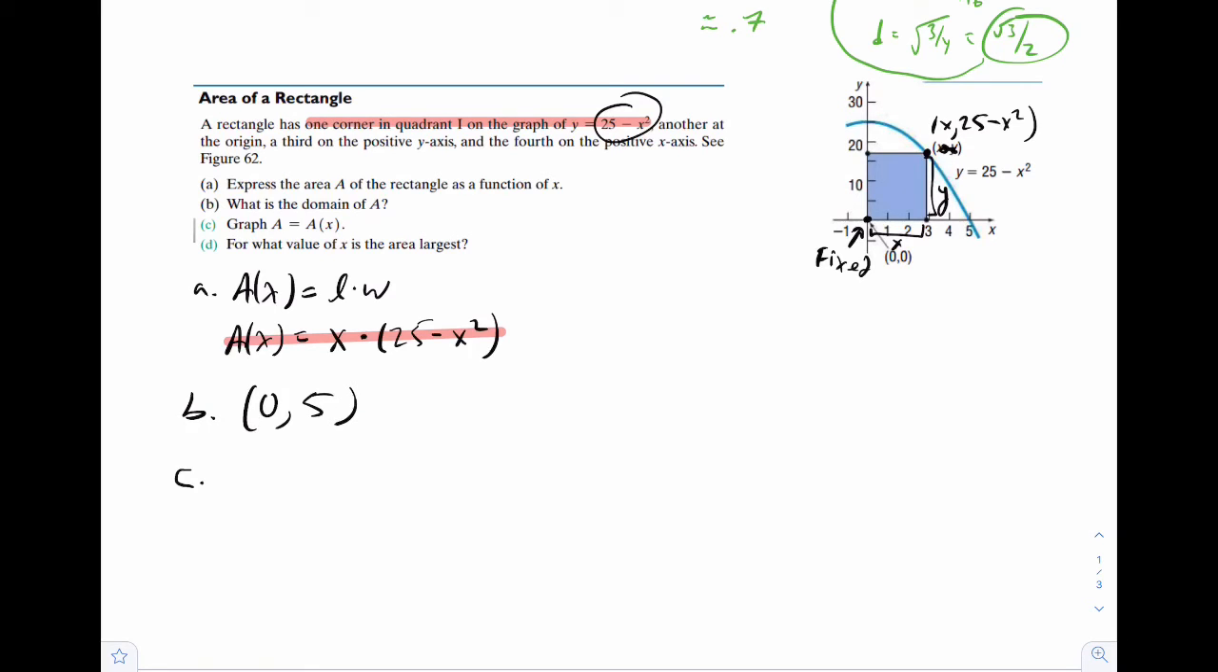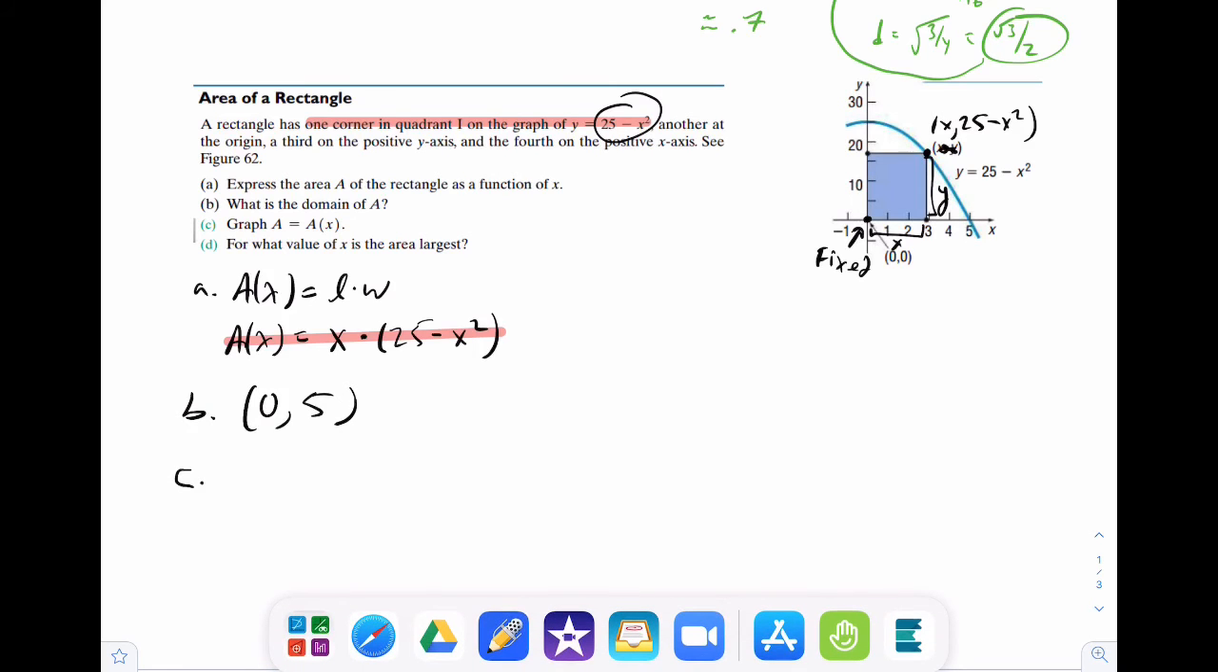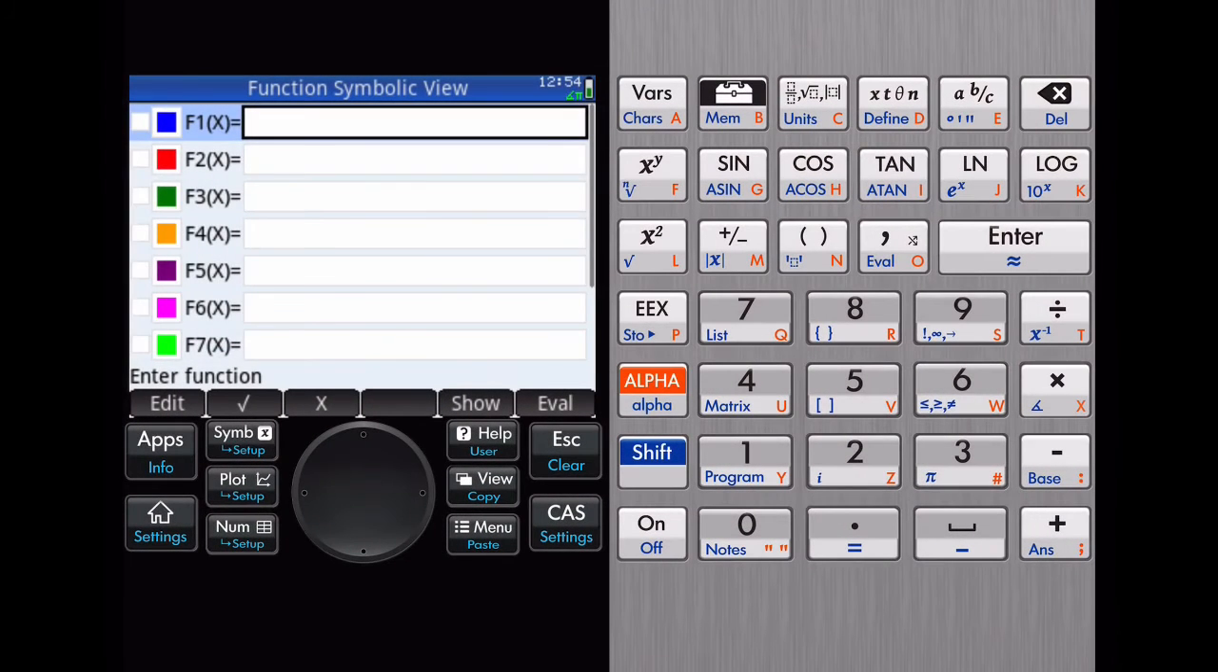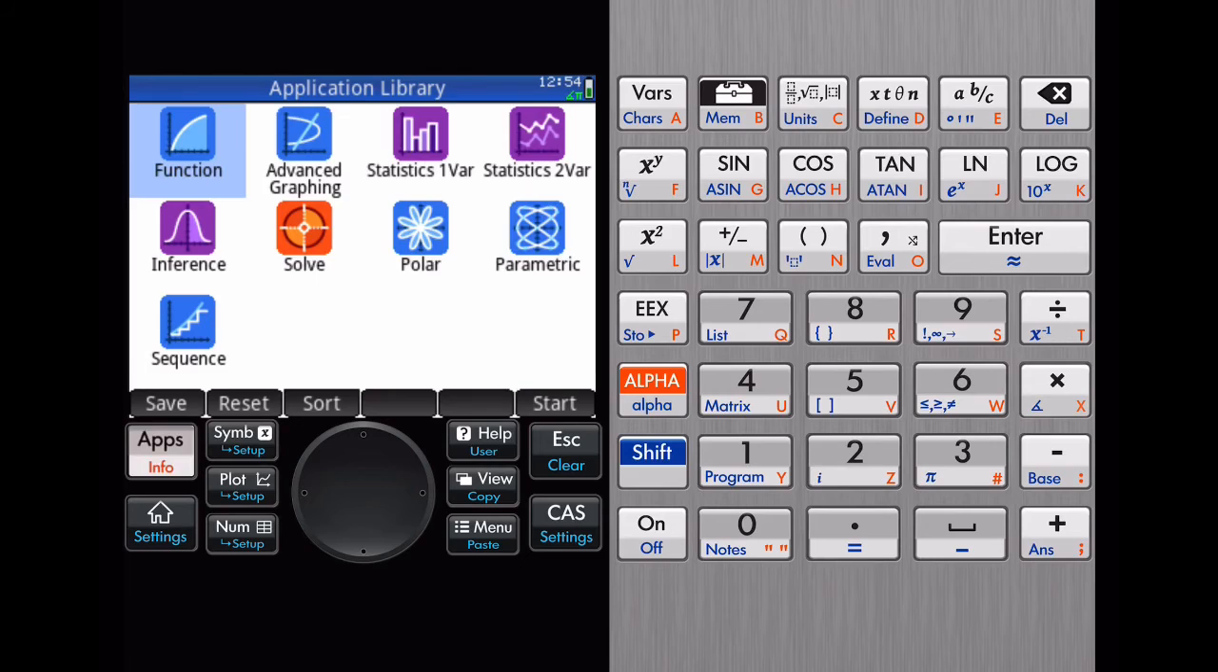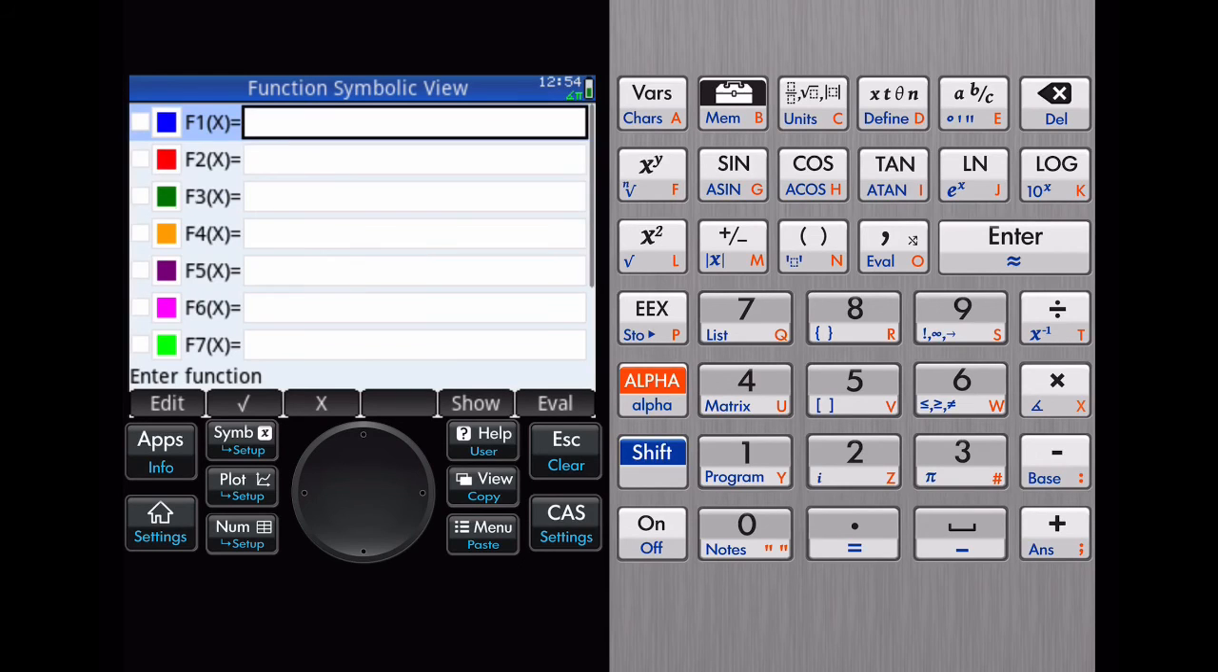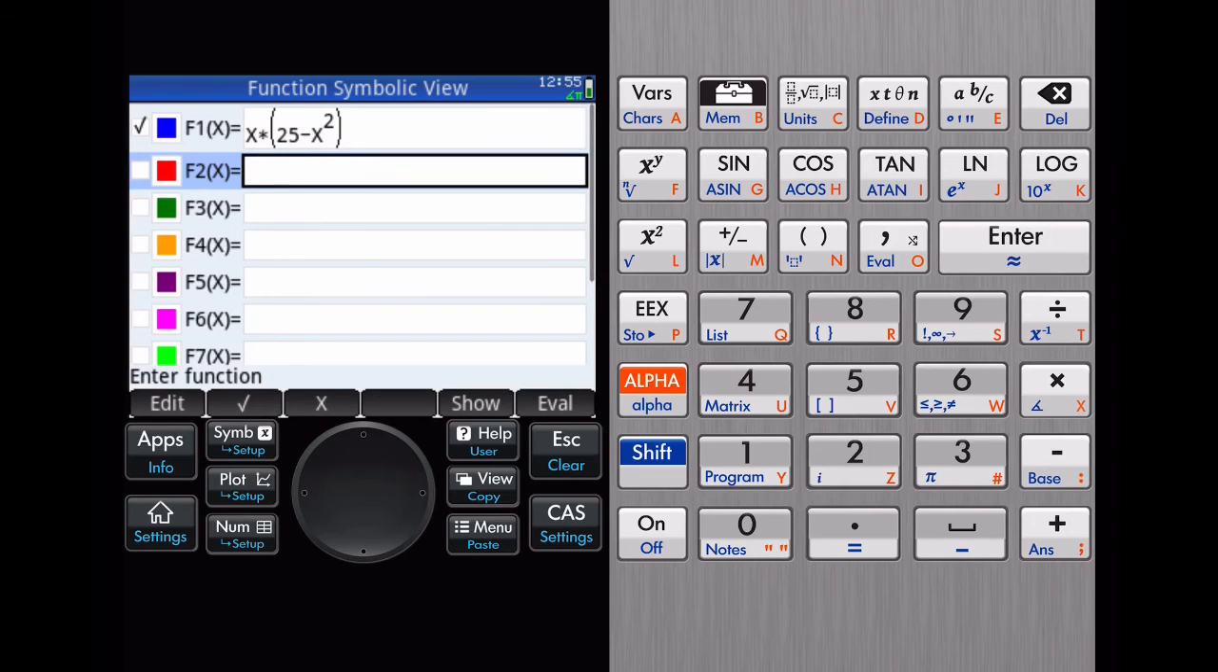Now C says to graph it. So this is where we go to our calculator. So open that up. If you're here, just hit the apps button, function, and I'll type it in. x times (25 minus x squared). Notice I get a syntax error. That's because it doesn't like it when you don't put a times here. So make sure you put a times like that. Now it should take it.